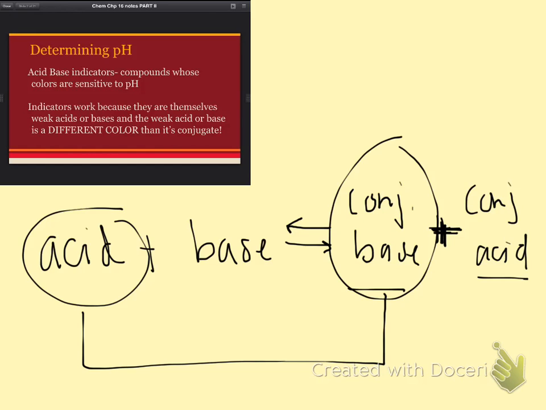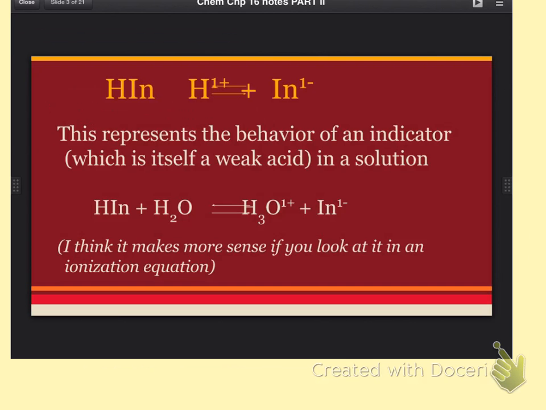Indicators work because this compound and this compound are 2 different colors. Pretty fancy. So when this thing has yet to give up its proton, it's one color before it's donated its proton. Once it has donated its proton, it's now a different color. Pretty slick. The way we show this is with a generalized equation for indicators. So HIN means an indicator and a hydrogen and a proton.